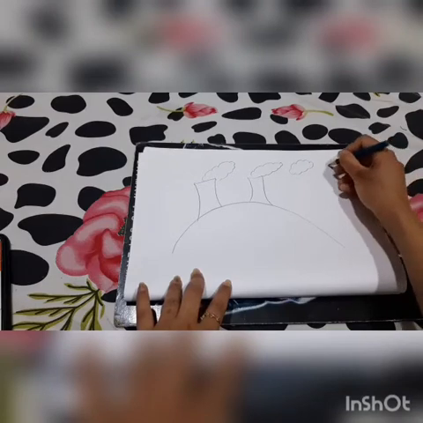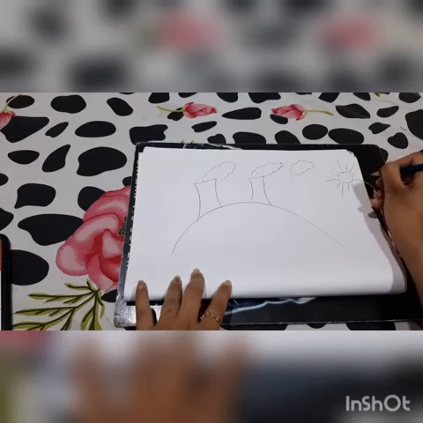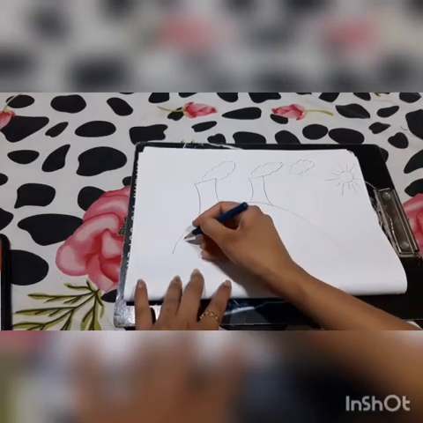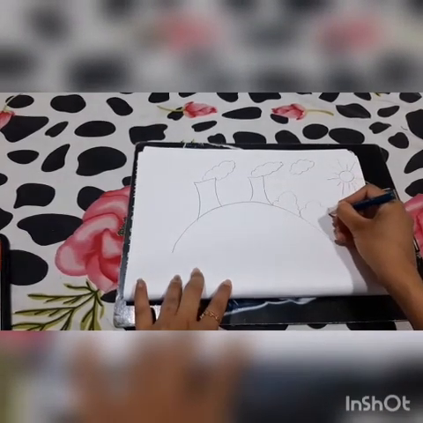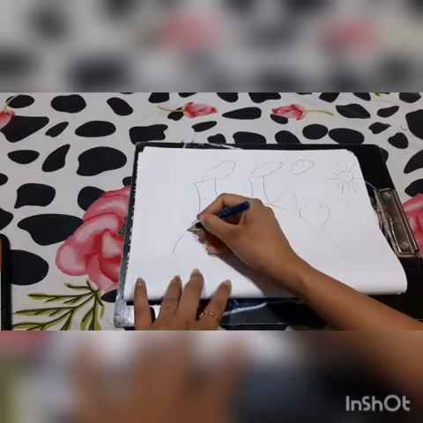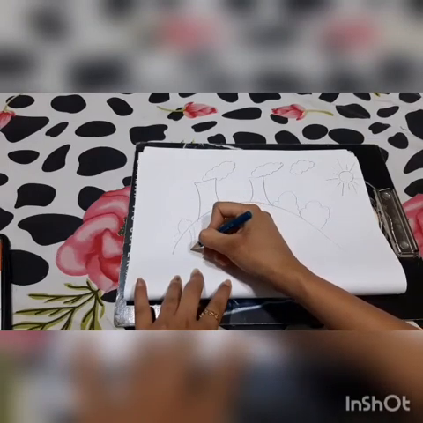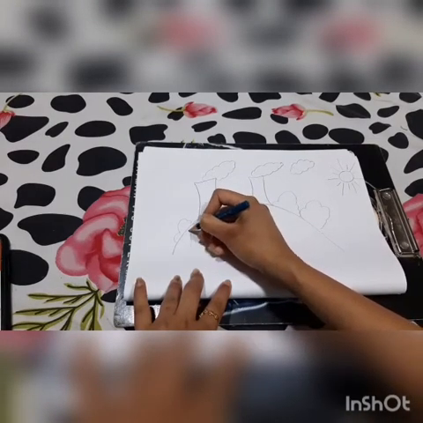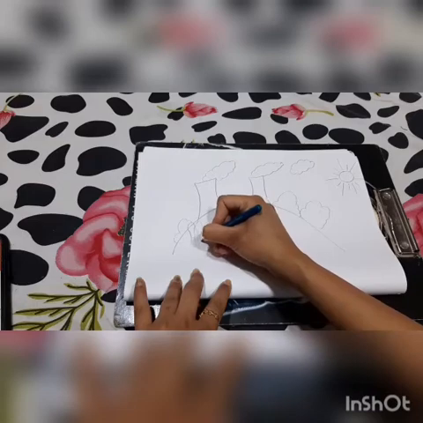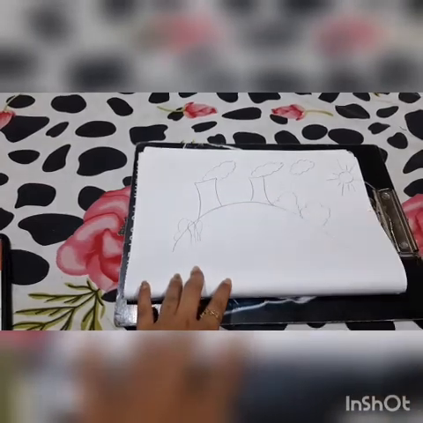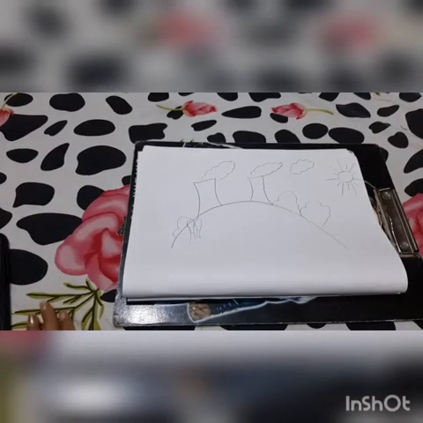Now here I made the hill, factories, smoke coming out from there. Now the sun, some greens, green area, trees and all. Actually all my drawings are very easy for the small kids who want to learn easy drawings. So my drawing is ready.